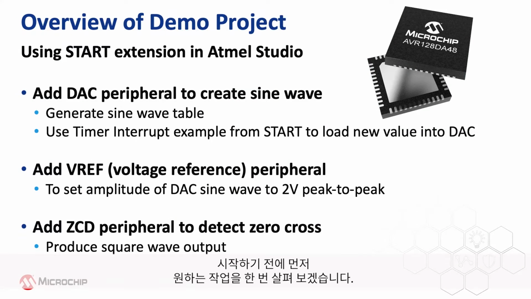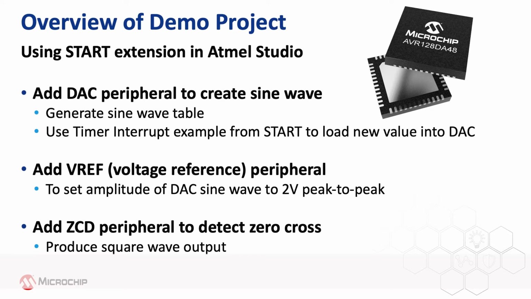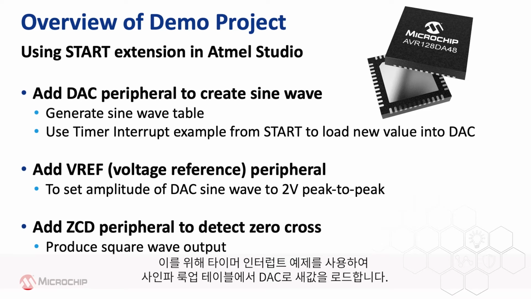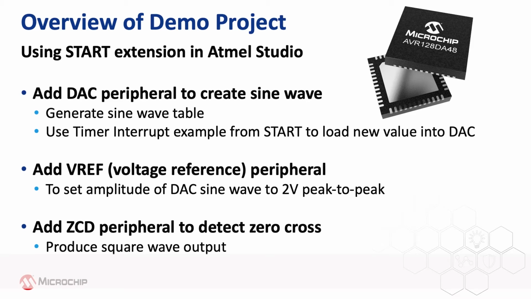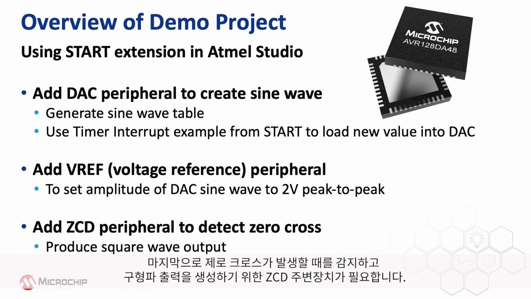So before we start adding things, let's quickly go over what we want to do. We want to use a digital-to-analog converter, or DAC, peripheral to create a sine wave with an amplitude of about 2 volts peak to peak. To do that, we will use the timer interrupt example to load a new value from a sine wave lookup table into the DAC. We will also need to set up a voltage reference to set the DAC sine wave amplitude. Finally, we need a ZCD peripheral to detect when the zero cross occurs and to produce a square wave output.